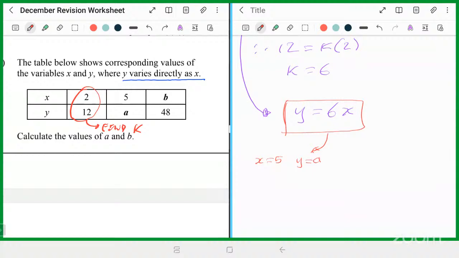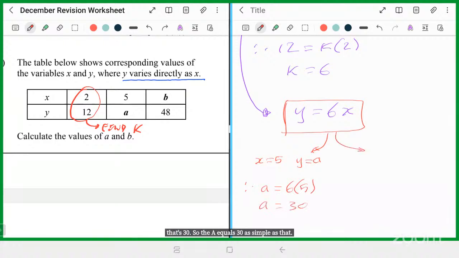They plug them in the formula. So the A is Y, or Y is A. So we can say, therefore, the Y value at that point is equal to 6 times the X value, which is 5. That's 30. So A equals 30, as simple as that.